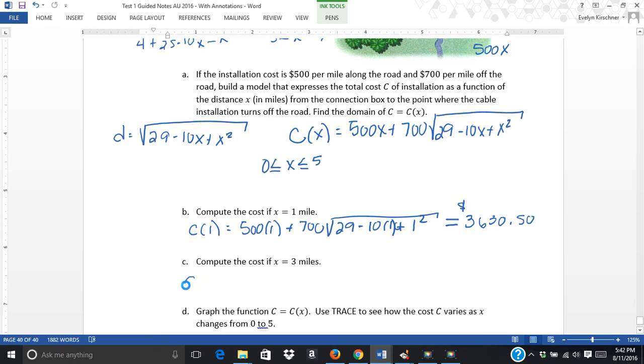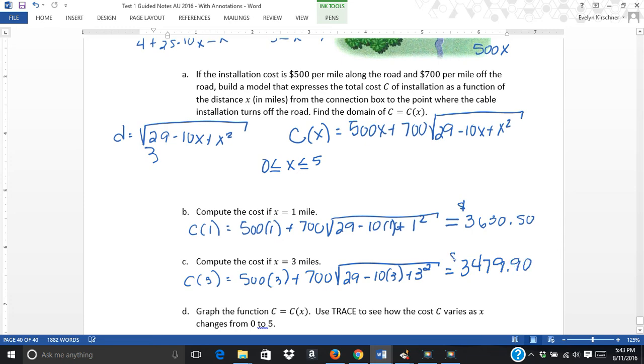Okay, what if it's 3 miles? Same thing. Plug in 3: 500 times 3 plus 700 times the square root of 29 minus 10 times 3 plus 3 squared. And that equals 3,479.90, I think.